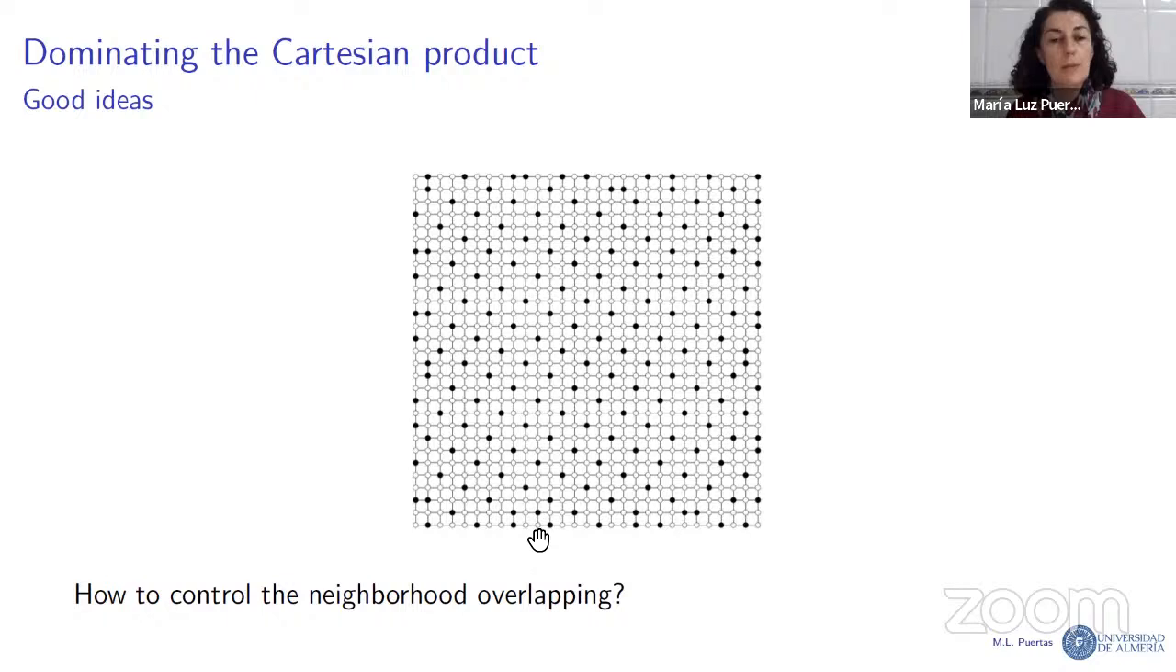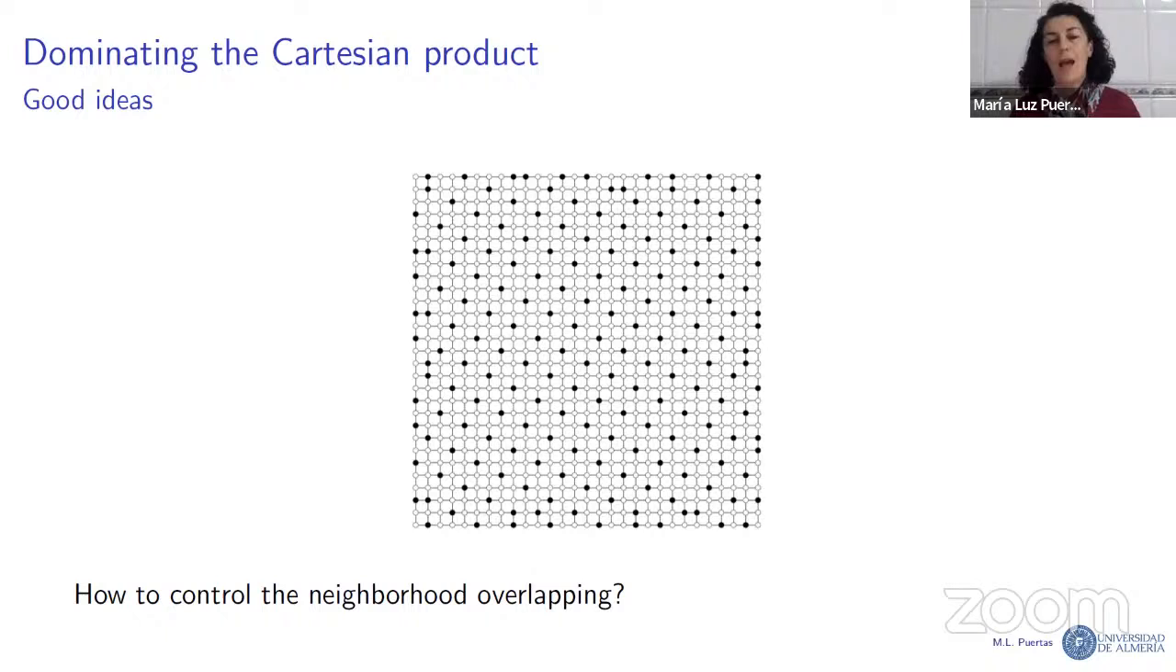But looking at that example, we can realize that there is a different behavior of the vertices inside, where you have a very, very regular behavior, and the vertices next to the border where the behavior is not so regular. And it's not regular because the neighborhoods of the vertices in the dominating set overlap. Inside, there is no overlapping. Next to the border, there is some overlapping. And how to control this neighborhood overlapping? And this is the key.